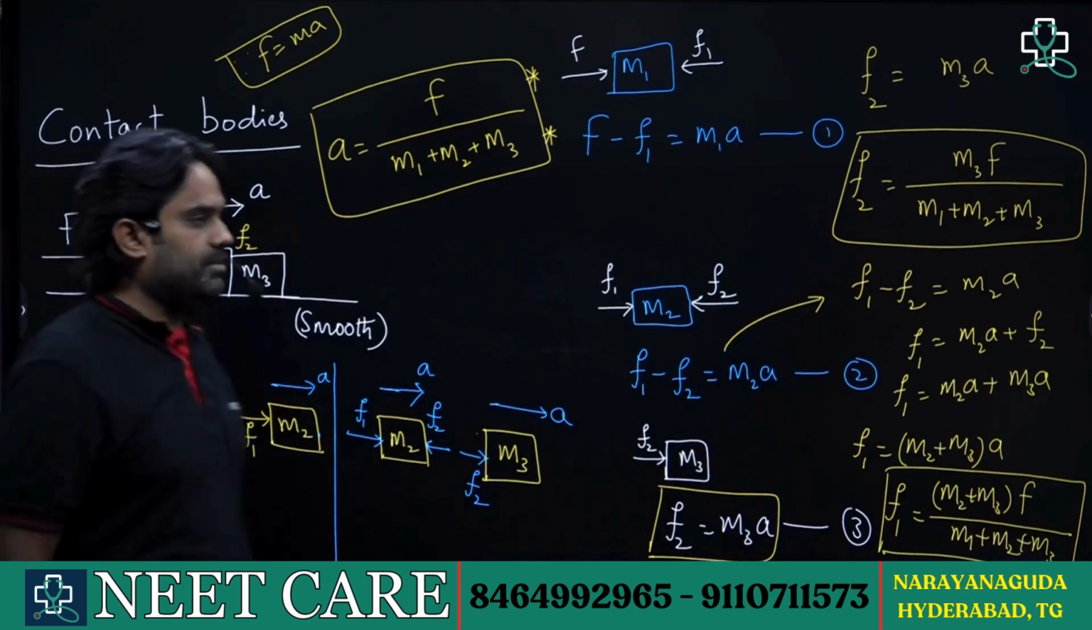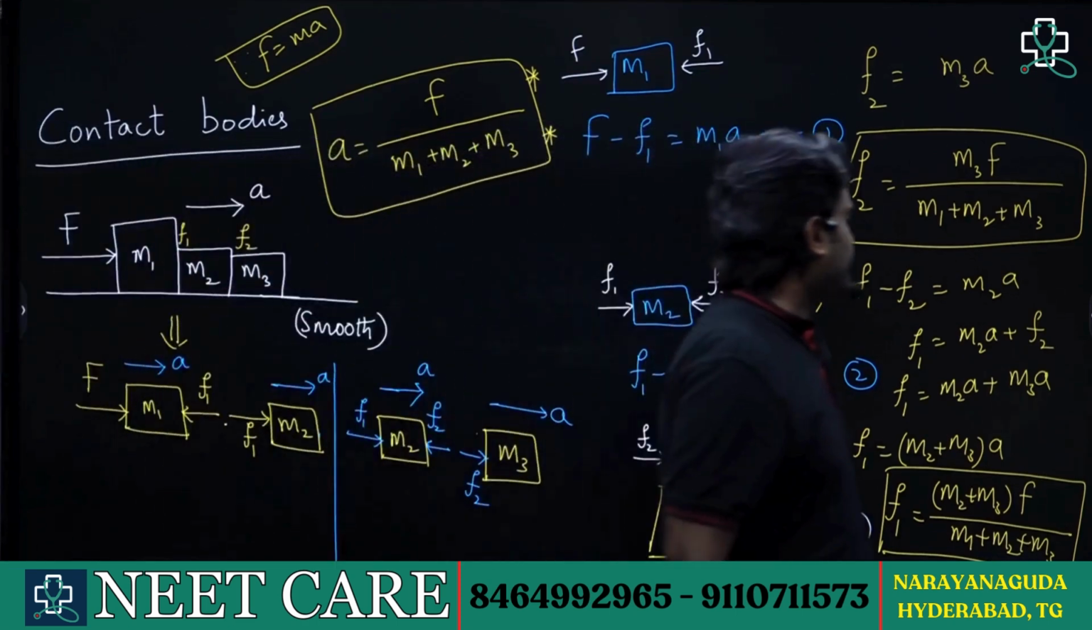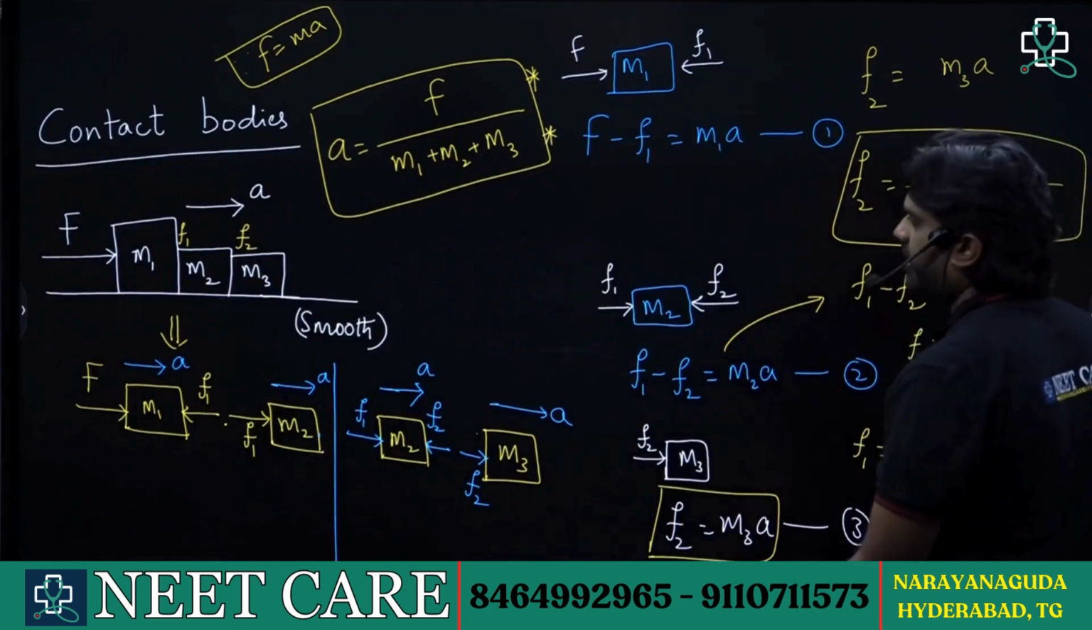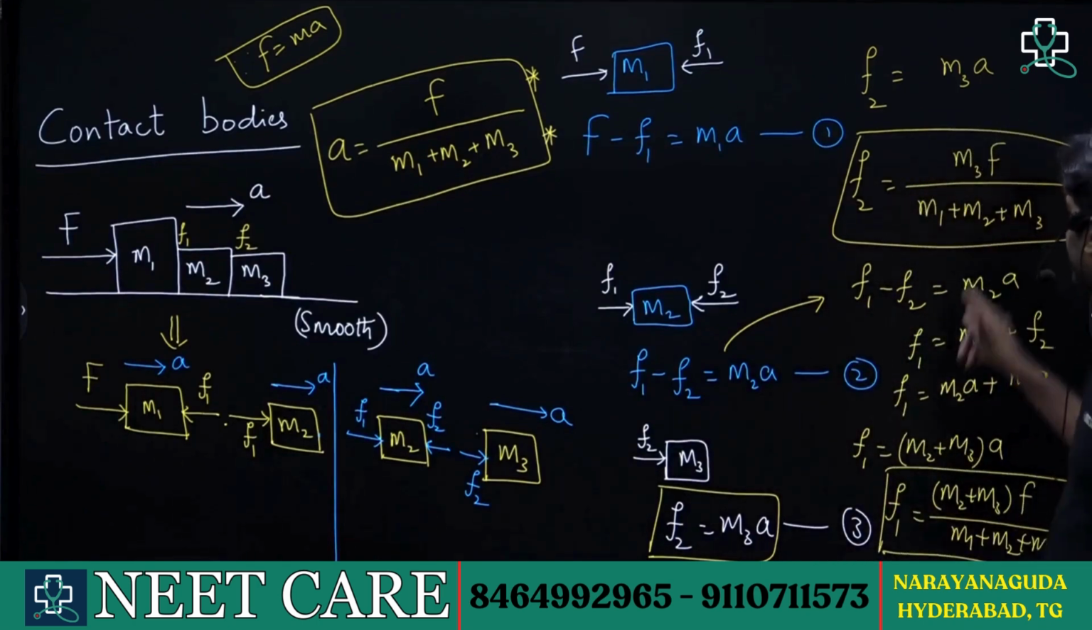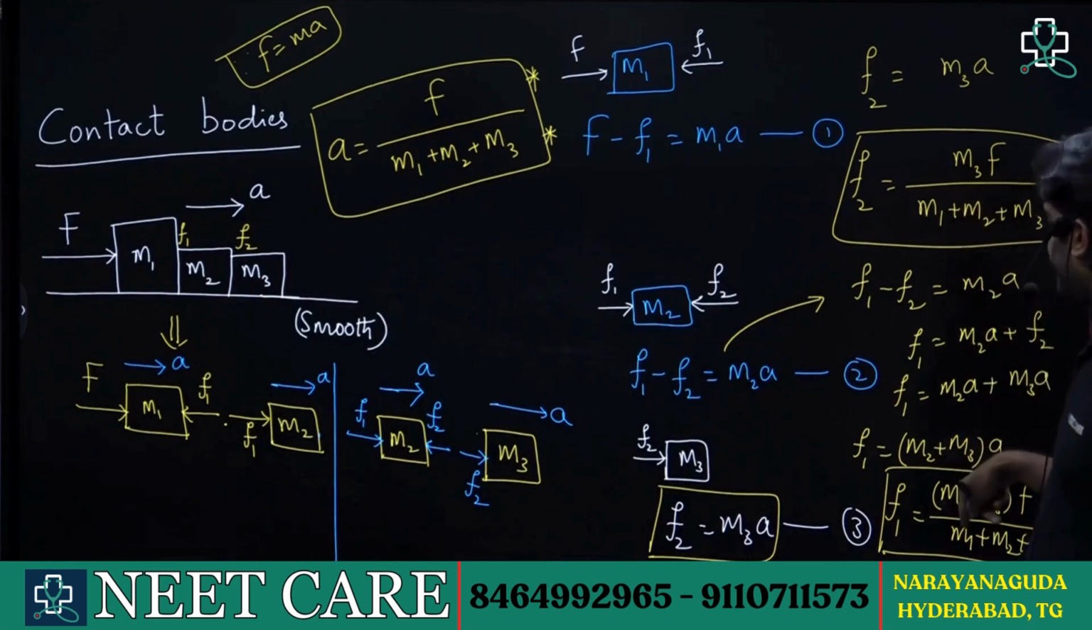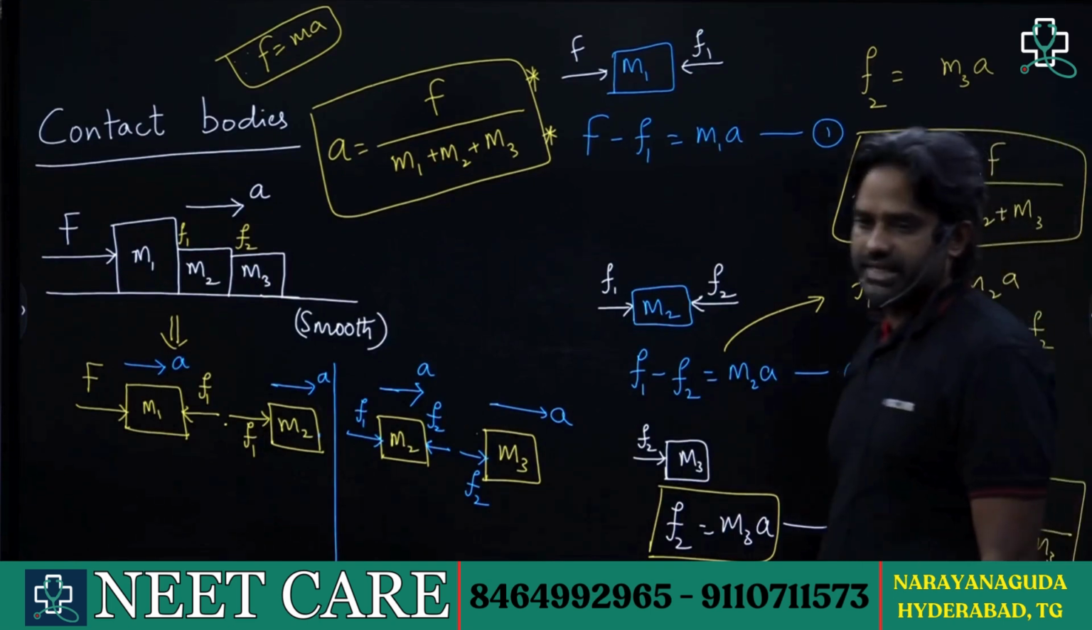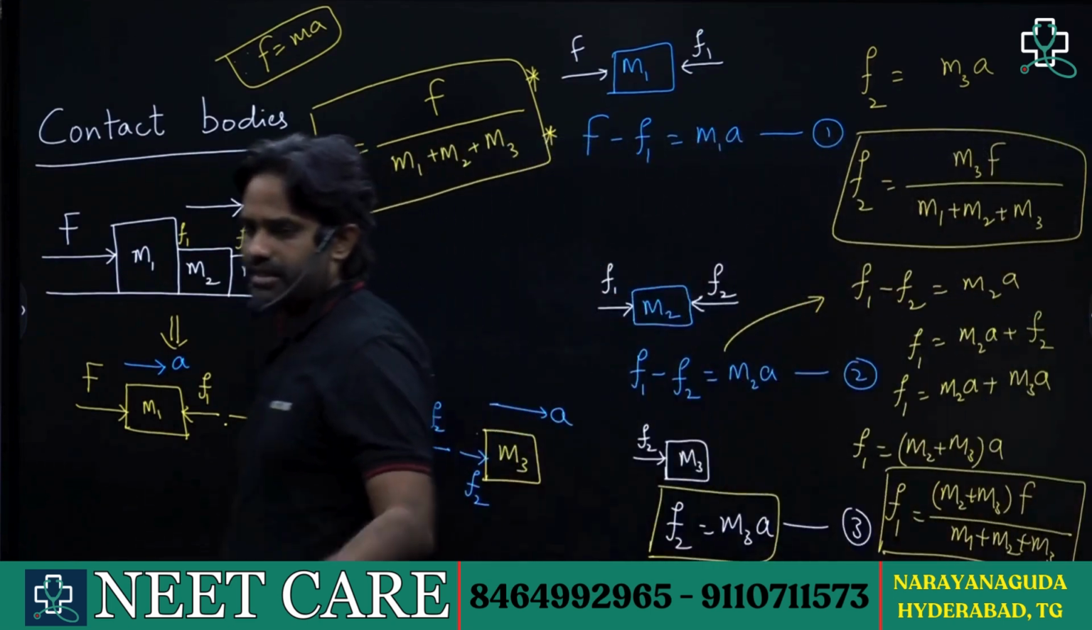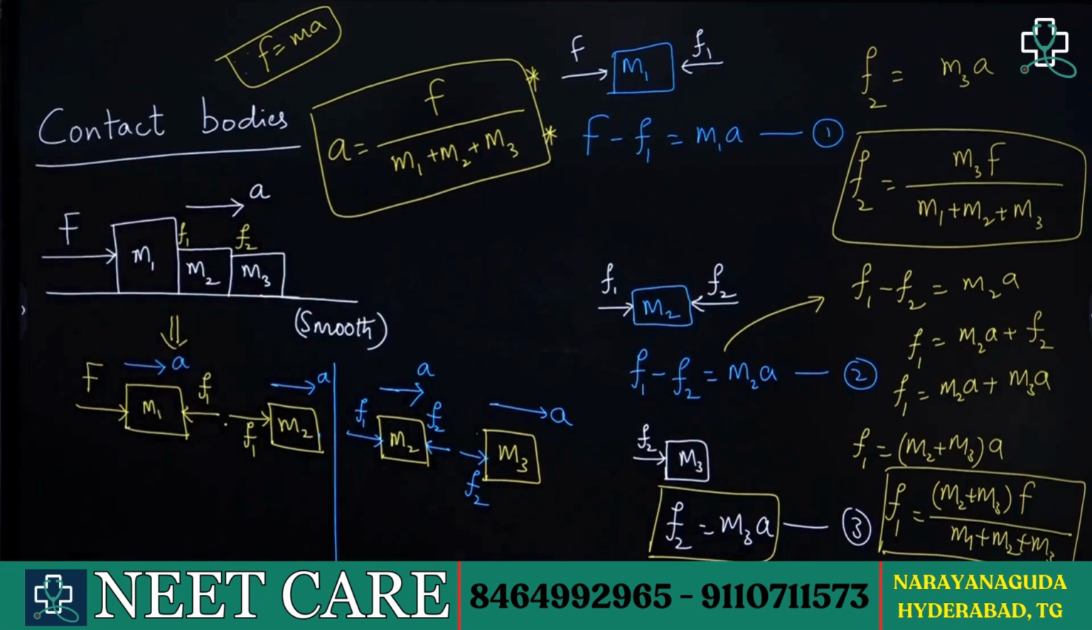Sometimes only two bodies will be given, right? Here I have taken 3. And even if you take 4 bodies also doesn't matter. After looking at this F1 and F2, you can even write down F3 easily. For 4 bodies, 5 bodies, for any number of bodies, you can generalize it.